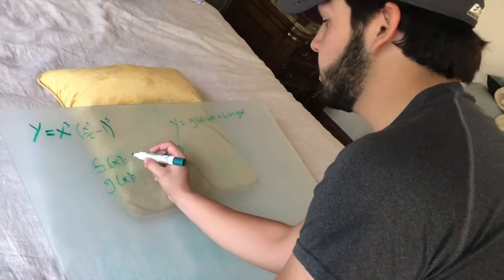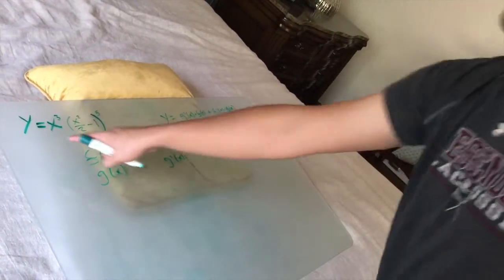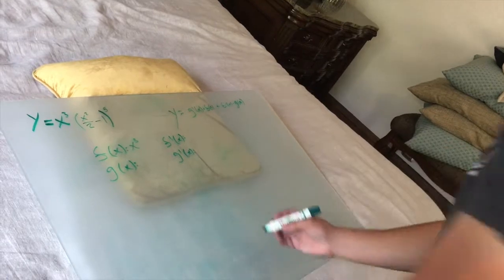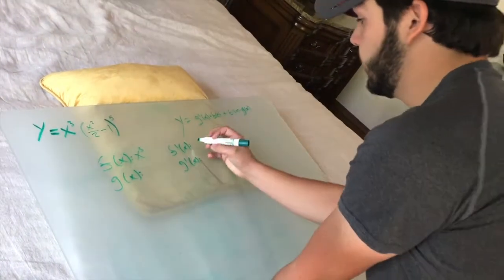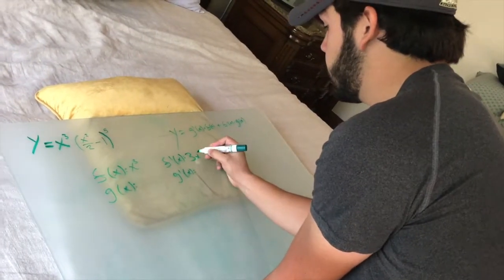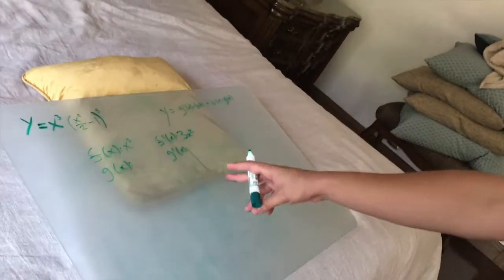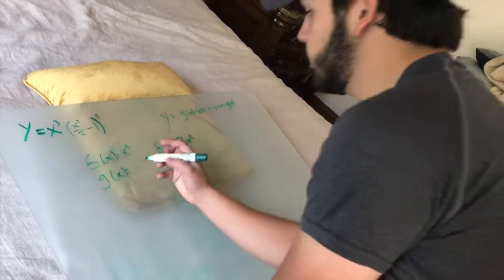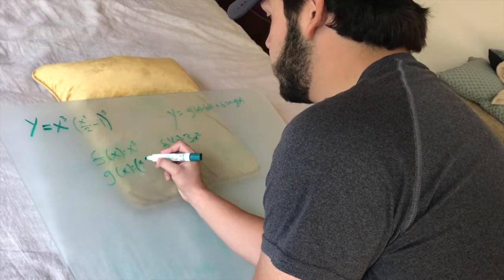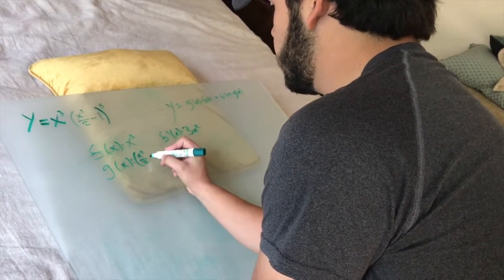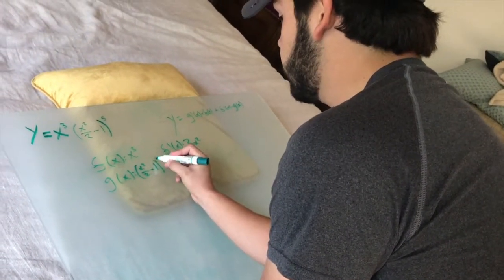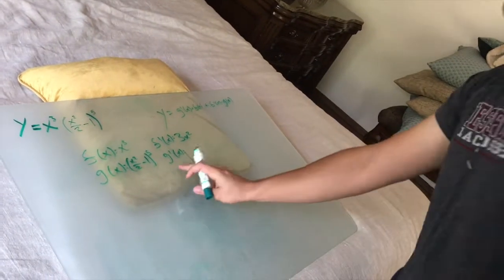So f of x is x to the third. F prime of x is the derivative of that, so it's 3x to the second. Then g of x is this parentheses, so we put this here, minus 1 to the fifth. Then we get the prime.